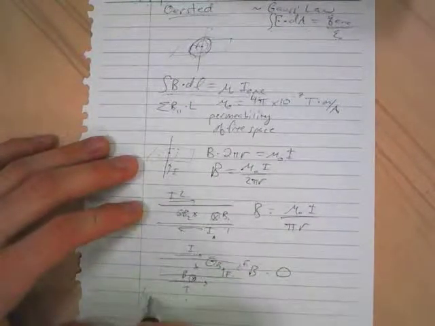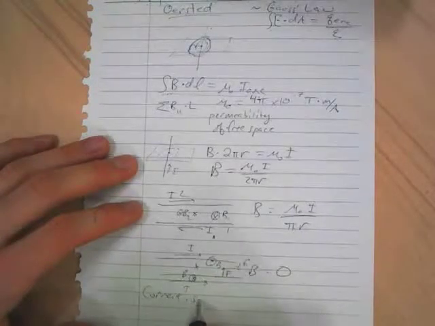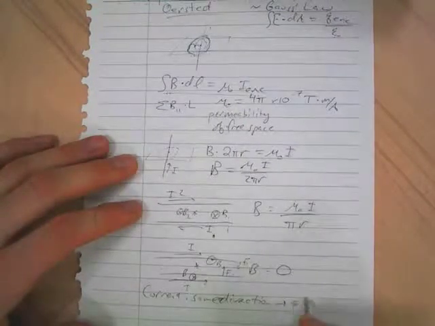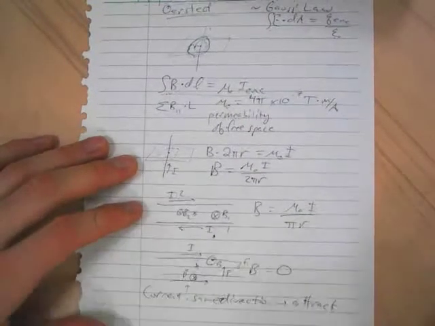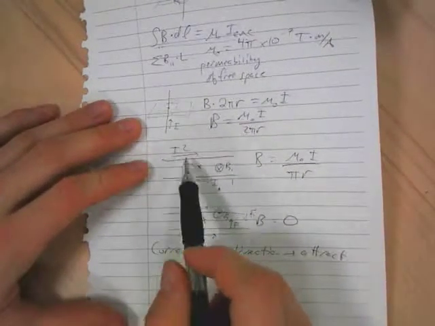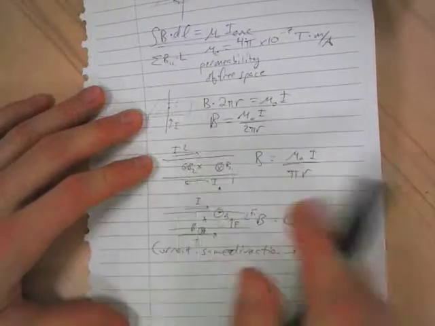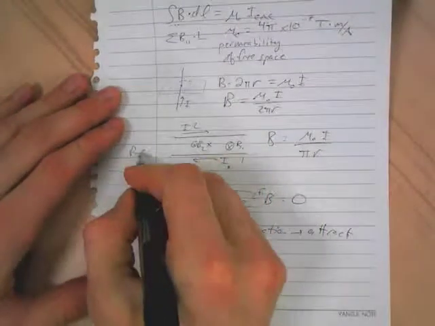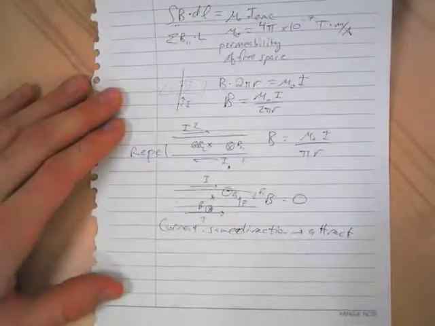And so in this case, wires with current going in the same direction cause the wires to be attracted to one another. Whereas, I'll let you work through it on your own, but the opposite result occurs when the currents are in opposite directions. If the currents are in opposite directions, the wires will repel one another.